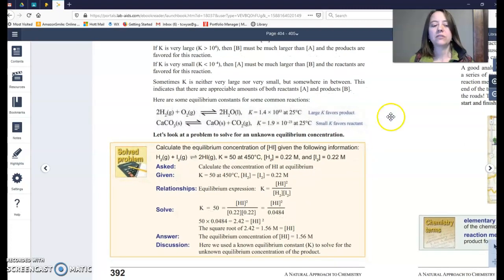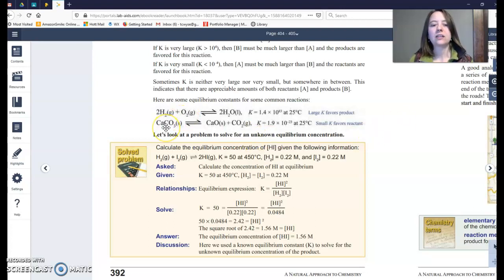Looking at a couple of examples, we have hydrogen and oxygen react to form water, and you can see our equilibrium constant is 1.4 times 10 to the 83rd. So this is very large, and the products are favored. And we know that, yep, when we have hydrogen and oxygen, basically all of it reacts to form water.